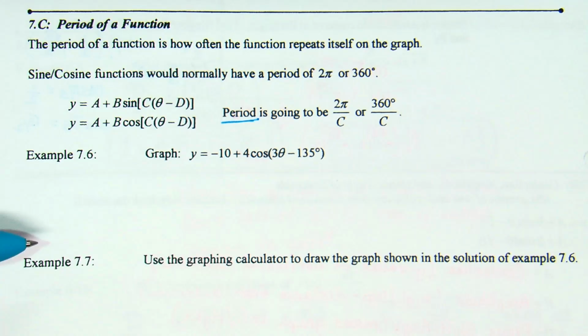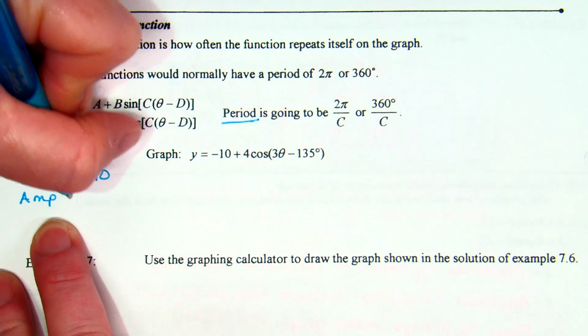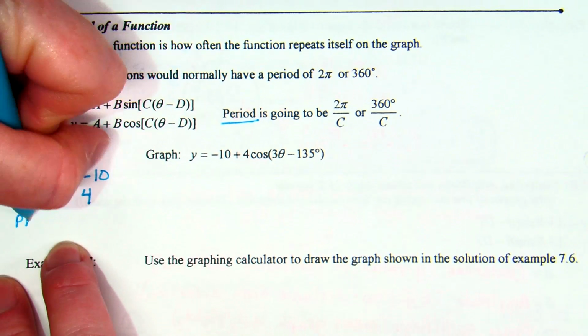Let's start with the obvious, right? Center line is -10. Amplitude is 4. Now, phase angle and period.